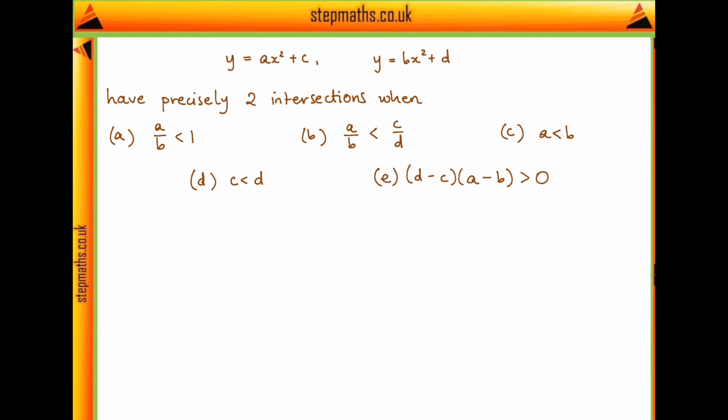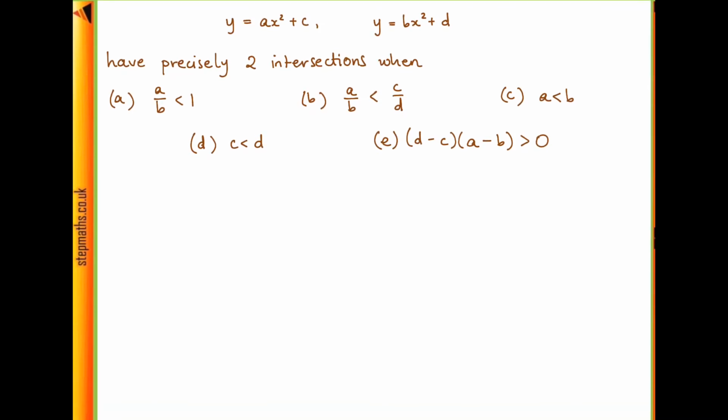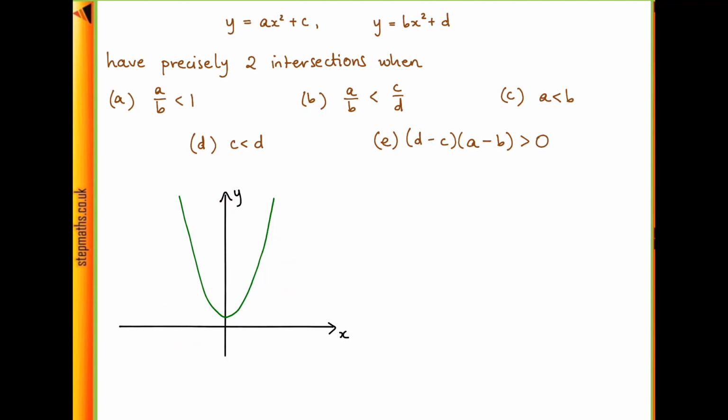Okay, so let's think what our quadratic would have to look like to have exactly two intersections. Here is one quadratic, and for the second one to intersect in exactly two places, it's going to have to go through it something like this, right? So one of these quadratics would have to be the blue one, and the other would have to be the green one. First, let's say this was the blue one and this one was the green one.